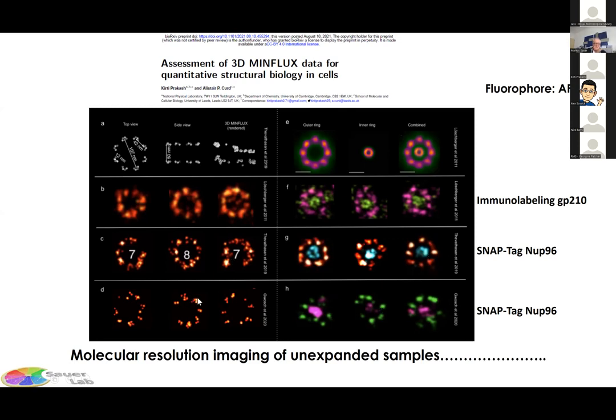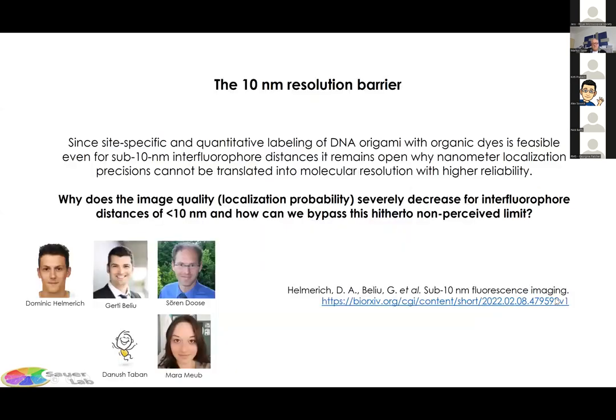And you see here that MINFLUX indeed achieves a higher spatial resolution, but the images always look incomplete, even though they are using the same labeling technology. So something must be wrong at the end with the localization probability. And this is what we started three to four years ago. We started to investigate this in more detail: what is the problem if you want to go below 10 nanometer resolution?